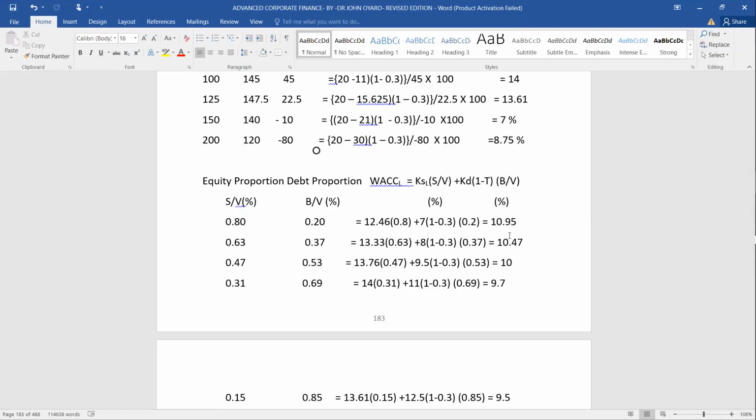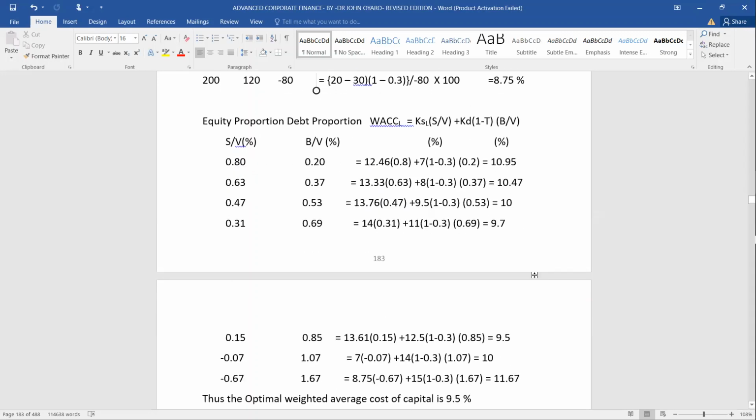The overall cost of capital, 10.47, eh? I'm getting 10.37, but let me repeat it again. Sasa hii class kuna calculator moja tu, eh? Yes, it's 10.47. I had put 0.62 instead.